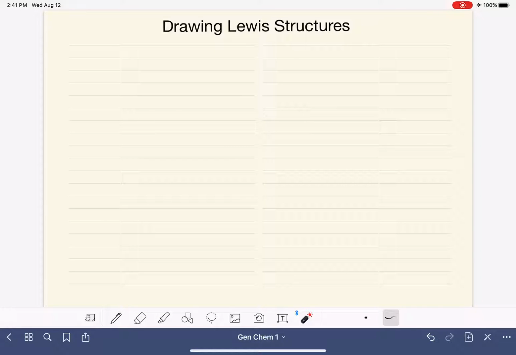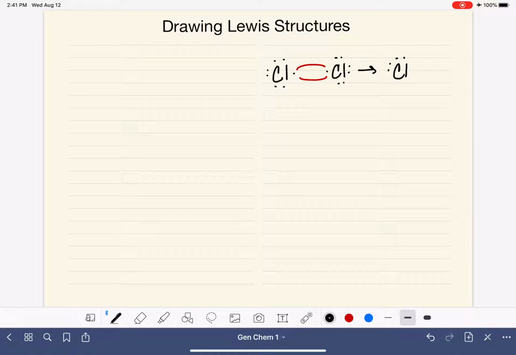In this video, I'm going to walk you through the steps of drawing a Lewis structure. Now, I have gone over how to draw a Lewis structure before. I taught you how to use a Lewis dot symbol, think about the sharing of electrons, and use that information to come up with a Lewis structure. And we did this for several different molecules.